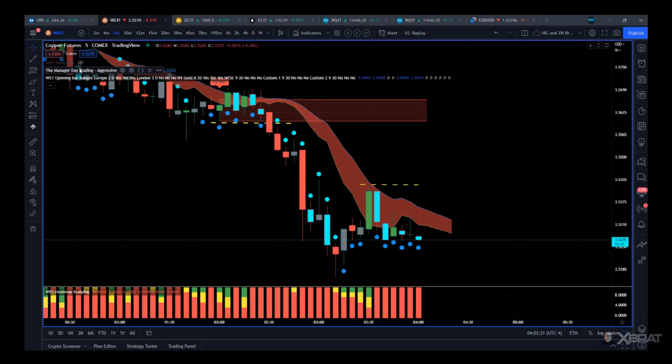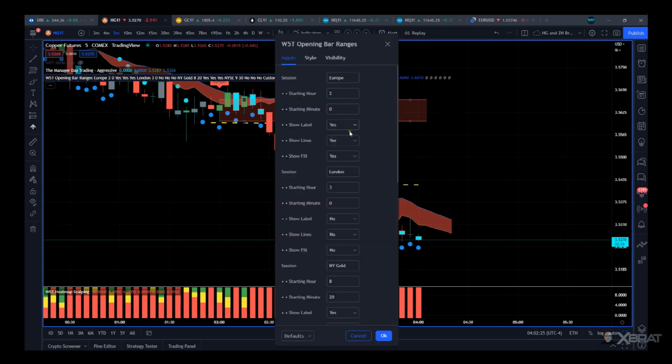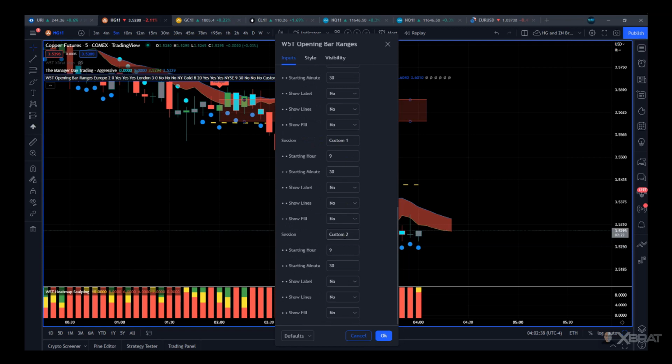When we're looking at the opening bar ranges, we get the European, we get the London Open, we can trade the New York Gold Pit Open, New York Stock Exchange Open, and then we've got 2 custom sessions where we can set that for any data point. So it could be non-farm payrolls, it could be housing data. No matter what instrument you're trading, there are instruments that react to certain data points, and we can define the start point of that data and then define the range and give it a bias. And that's what this is all about.